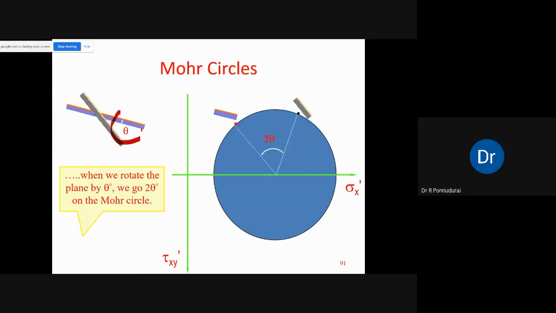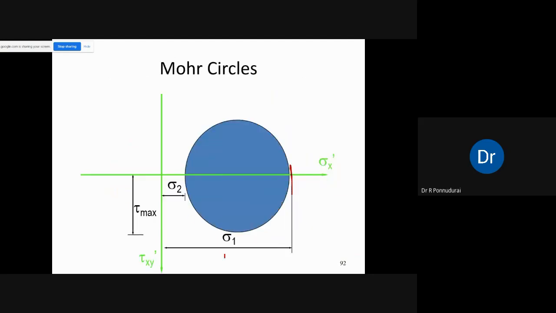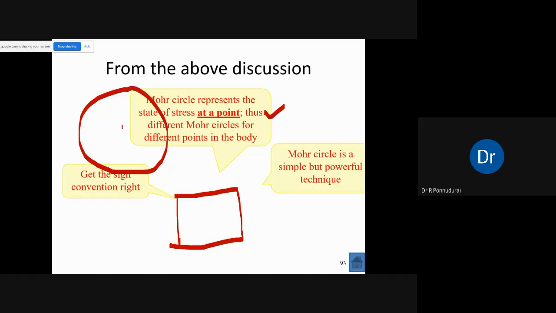If you rotate the element by theta degrees, here it will be 2 theta in the Mohr circle. When we rotate the plane in the element by theta degrees, we go 2 theta on the Mohr circle. That is what you want to remember. These are the maximum and minimum values of the principal stress, sigma 1, sigma 2, and tau max will be the vertical ordinate, that is the radius of the circle. The Mohr circle represents the state of stress at any point. If you've been given an element, in case of a 1 degree plane, what is the state of stress? 1 degree plane means you have to go 2 degrees in the Mohr circle.